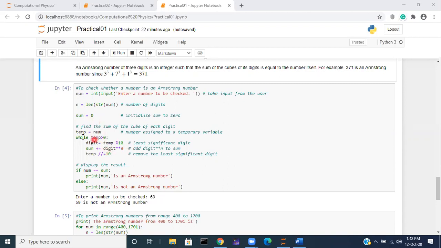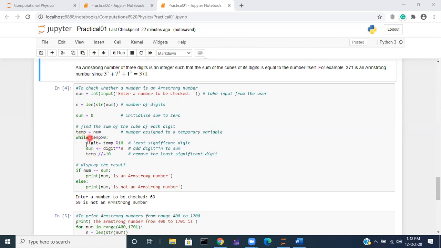Now we are going to find the sum of the digits to the power n. So first, the number entered by the user is assigned to another variable, which is called a temporary variable.